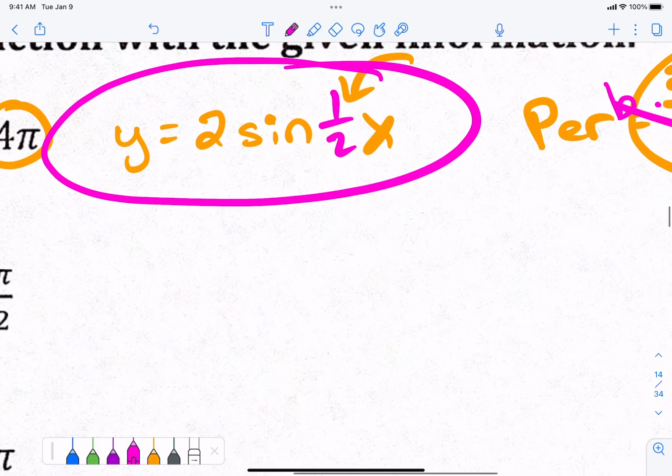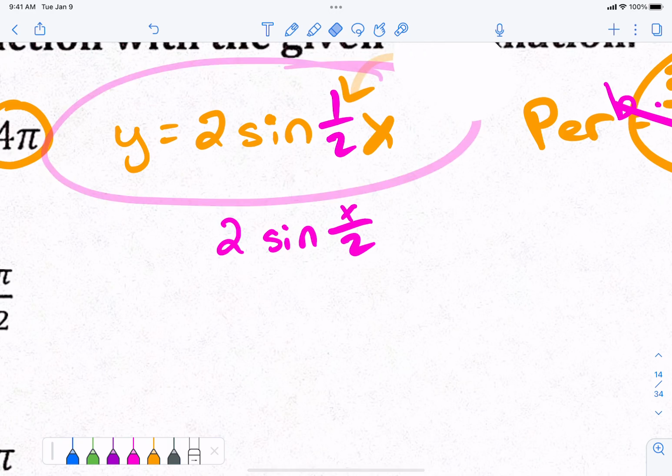Now, if you put this as 2 sine of x over 2, that's the same thing, right? That will work as well. Okay, does that make sense? So you're kind of working backwards a little bit, okay? All right, should we keep going and doing the next one?